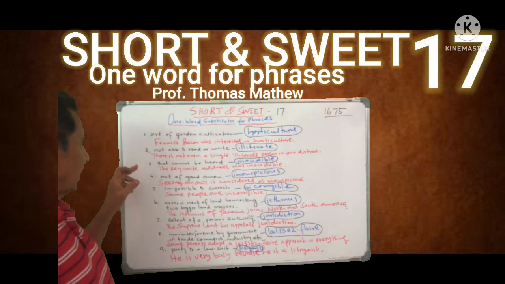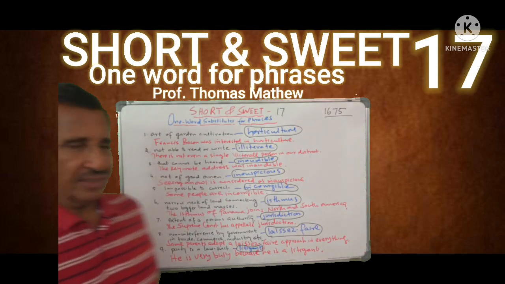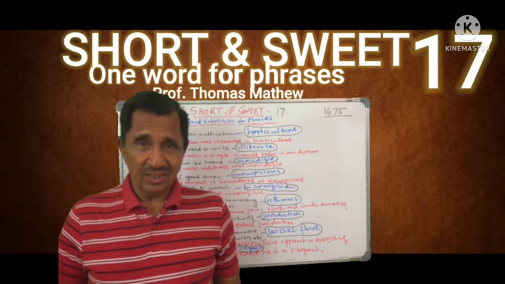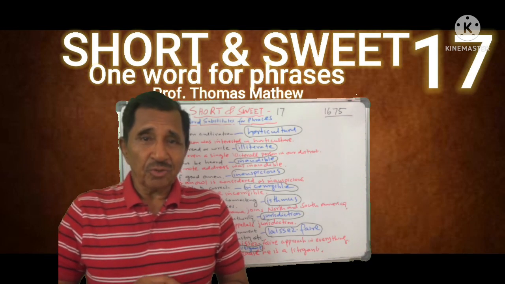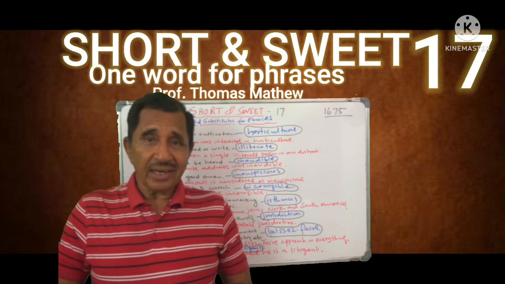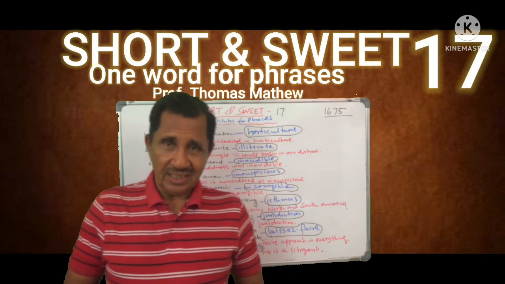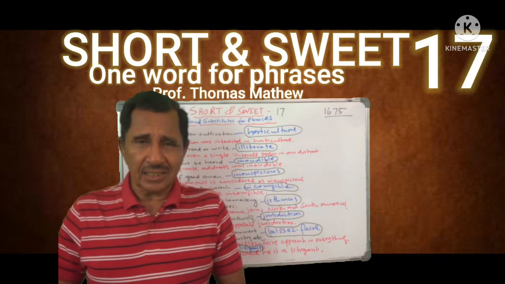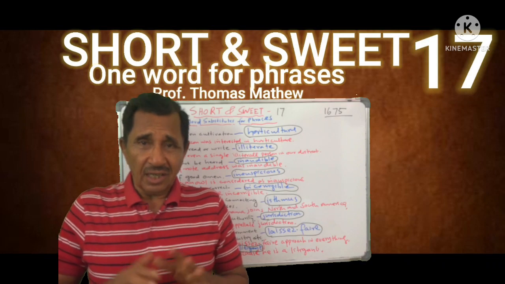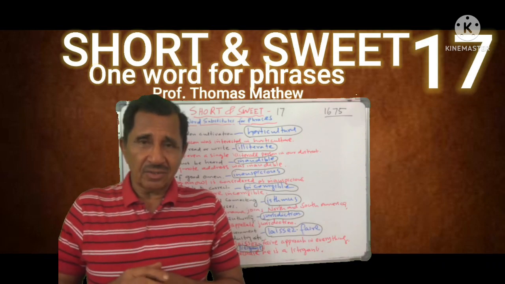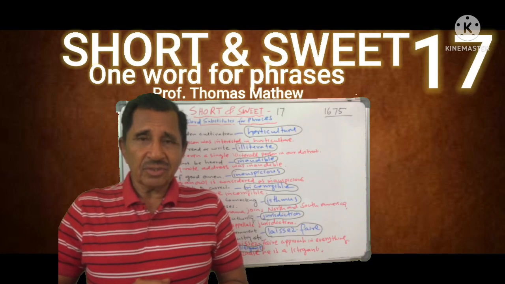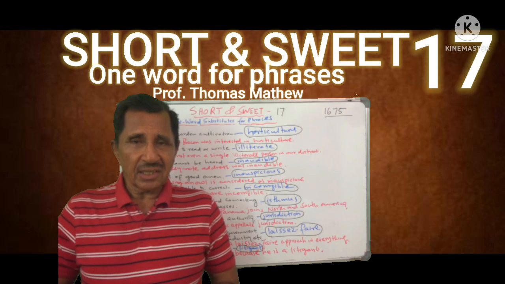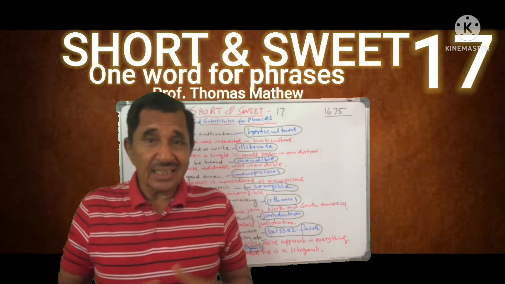And the second one is not able to read or write. The one word for that is illiterate. So it is our duty to help the illiterates to read and write. In certain districts, you will find that not even a single person is illiterate, because of government initiative, or voluntary societies and associations, they have helped make the entire district literate.